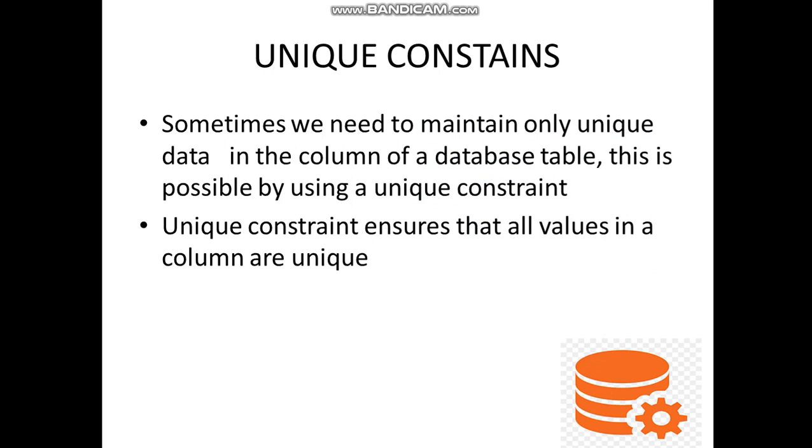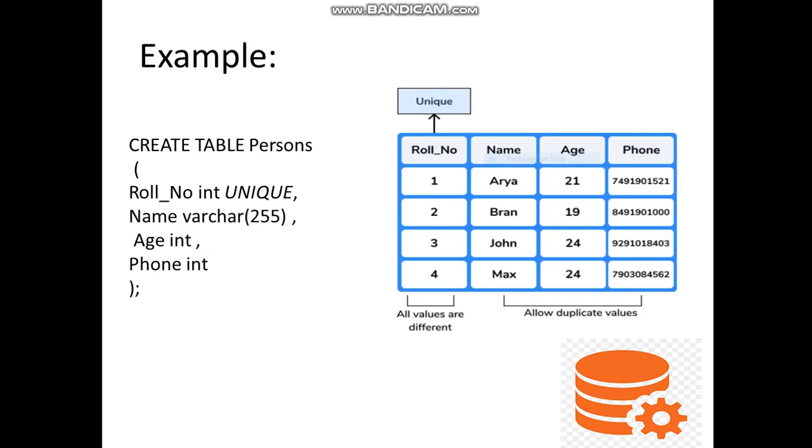Next is the unique constraint. Sometimes we need to maintain only unique data in a column of a database table. This is possible by using unique constraints. Unique constraints ensure that all values in a column are unique. So if we declare any column as unique, it will accept only unique data. No repetitions are allowed.